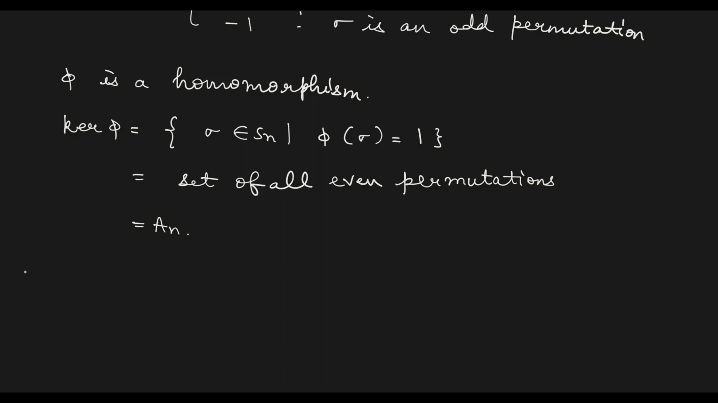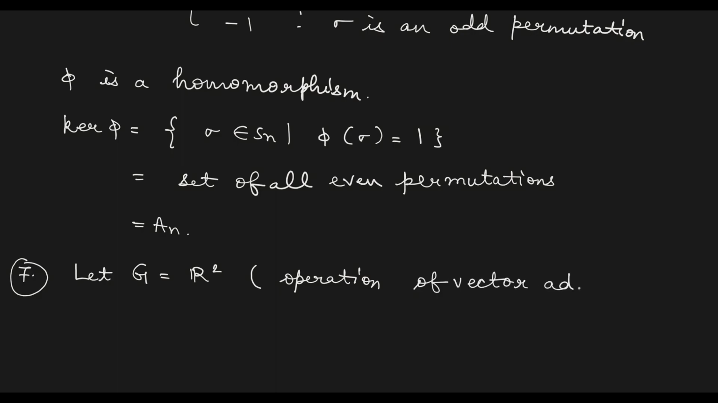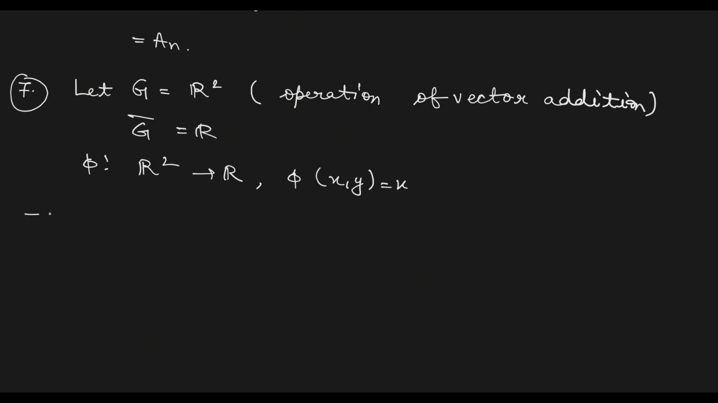Next, let G be equal to R square with the operation of vector addition. G bar is equal to the real numbers. Phi is a mapping from R square to R, which is defined by phi(x, y) is equal to x. Then phi is a homomorphism.